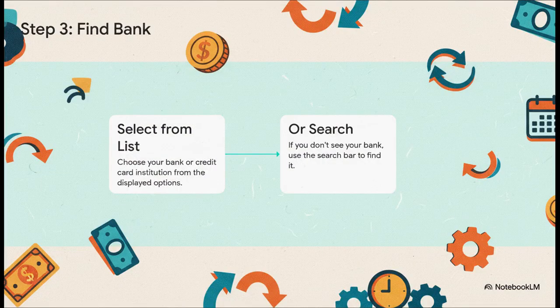This next part is a piece of cake. Seriously, QuickBooks connects with pretty much every bank you can think of. The big national ones, your local credit union, you name it. You'll see a list of the most common ones, or you can just pop the name of your bank into the search bar and find it in seconds.